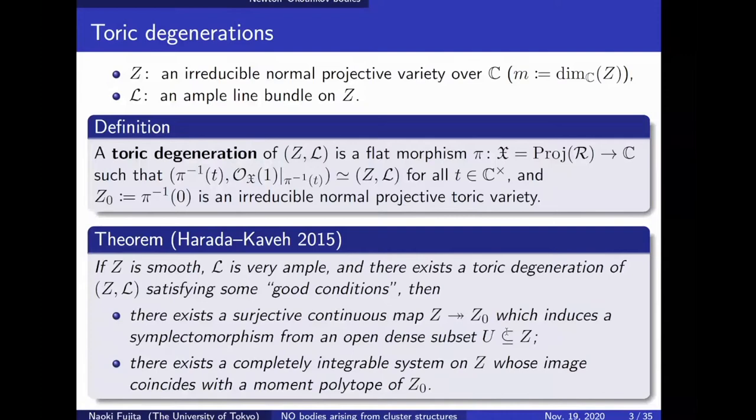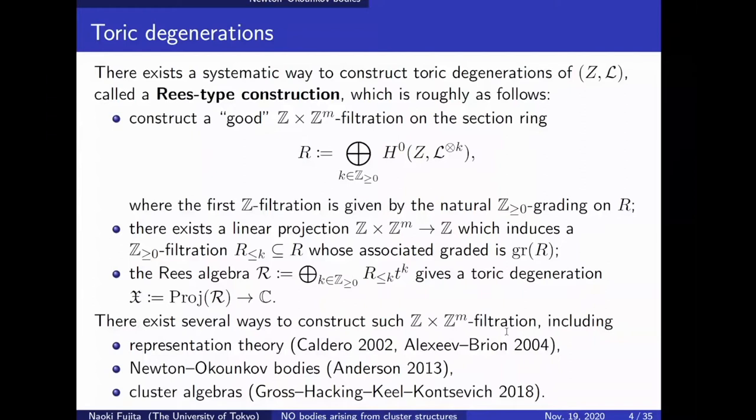How to construct such toric degenerations? One systematic way to construct toric degenerations is this type of construction. The construction is given by these three steps. First, we construct a certain good Z^m-filtration on the section ring, where m is the dimension of Z, and the first Z-filtration is just the Z-positive grading of this graded ring.